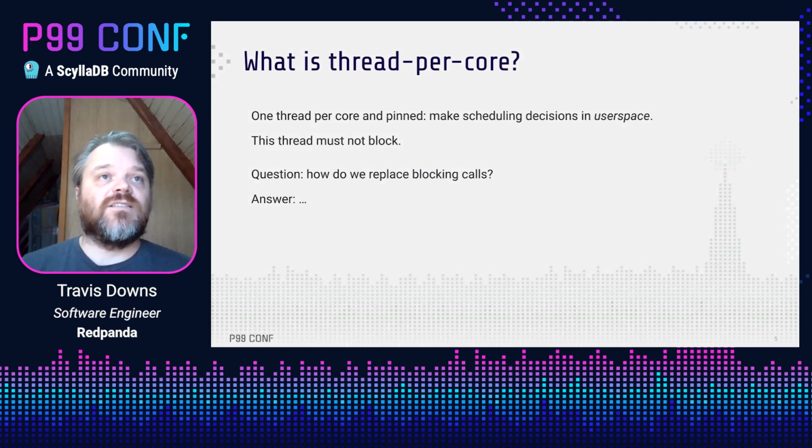An outcome of this is the thread must not block. If we make a blocking call, that thread won't be running on that core, and there's not going to be anything else to run instead, so we will be wasting that resource. So the question is, how do we replace blocking calls in this scenario? And the answer is Seastar.